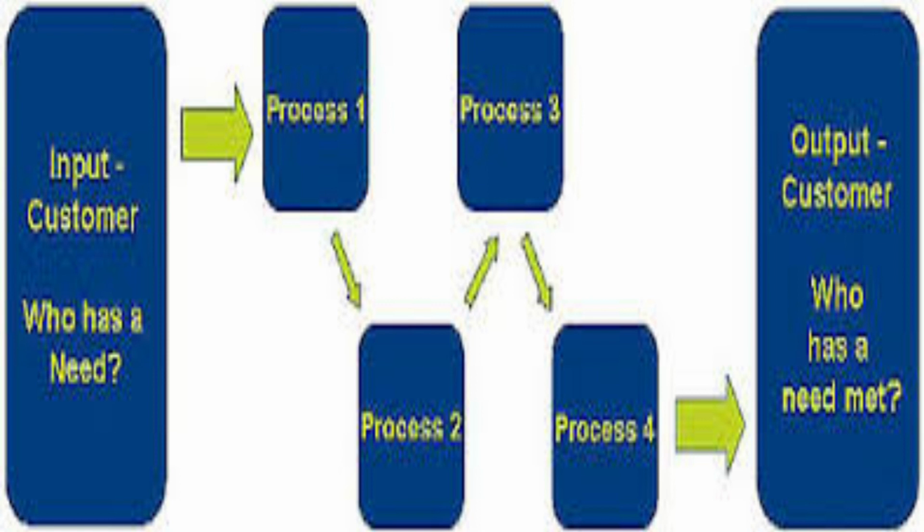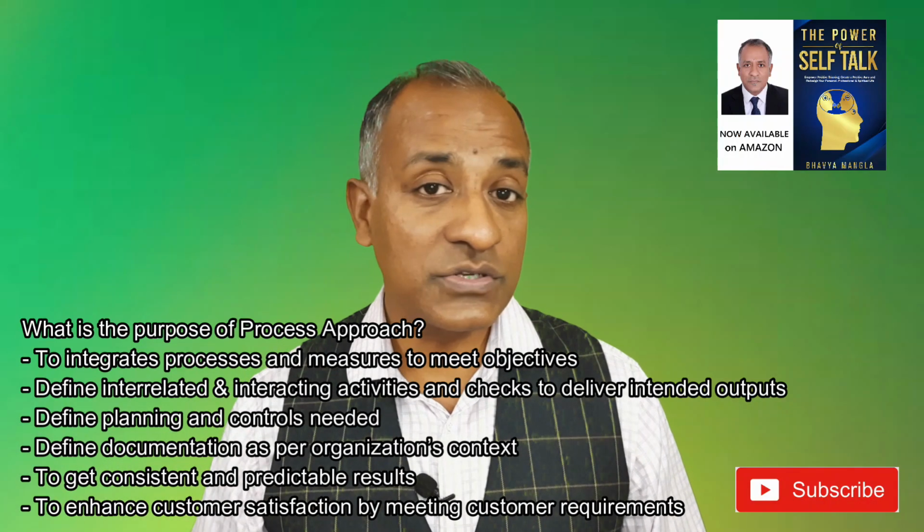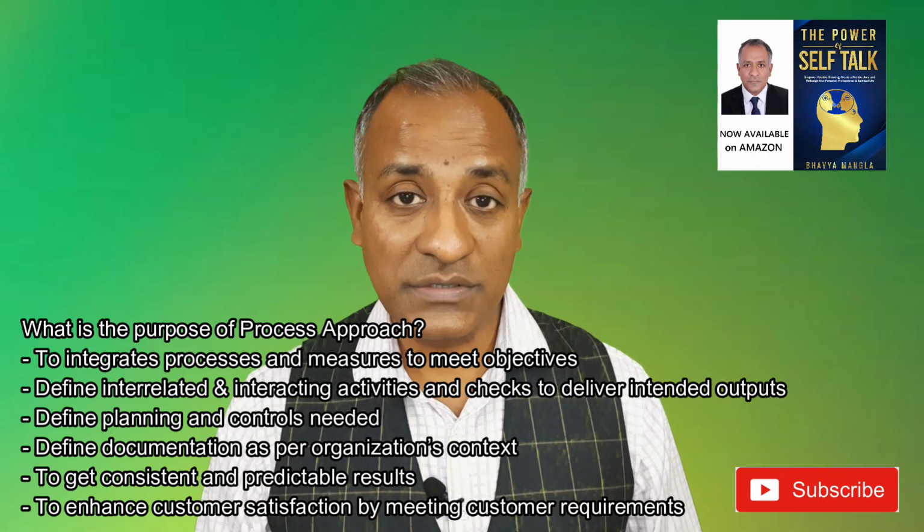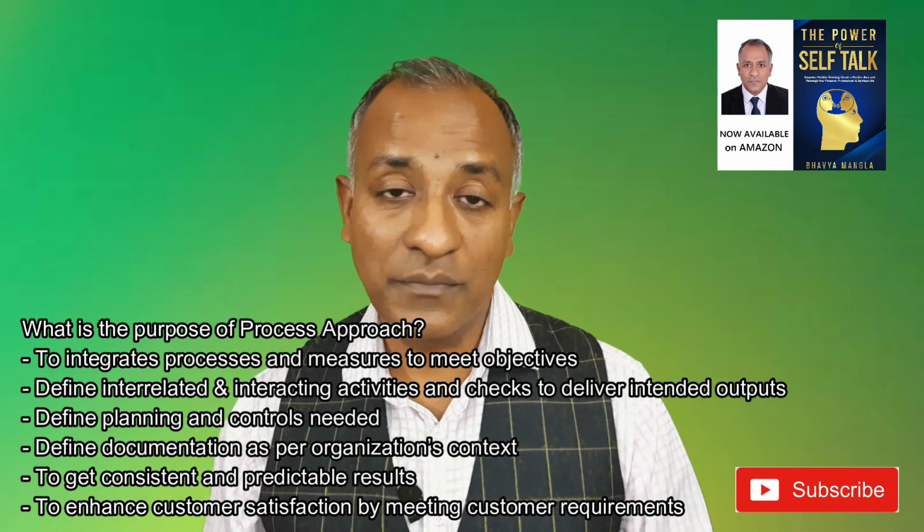Say, for example, if we get a customer complaint, it may not be dealing with only one process, the sales process, but it can be with the new product development process also, production, quality, maintenance, HR. It could be interacting with any other process. So that's the meaning of interacting processes.